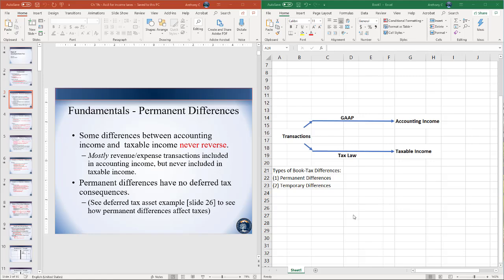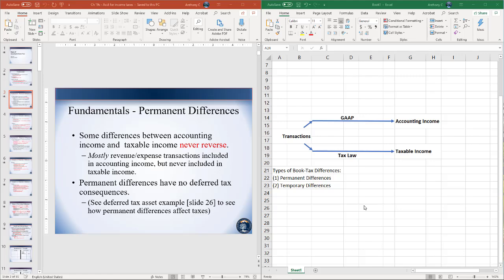An example of this is just interest on a municipal bond or a bond from the government. The government wants to incentivize you to purchase bonds from them, so generally interest on those bonds is never taxed. However, companies are required to include interest revenue from bonds or municipal bonds in their accounting income. Ultimately, permanent differences aren't going to have any future tax implications, so there's no deferred tax consequences. This probably won't make sense to you yet, but it will later on after we cover temporary differences.